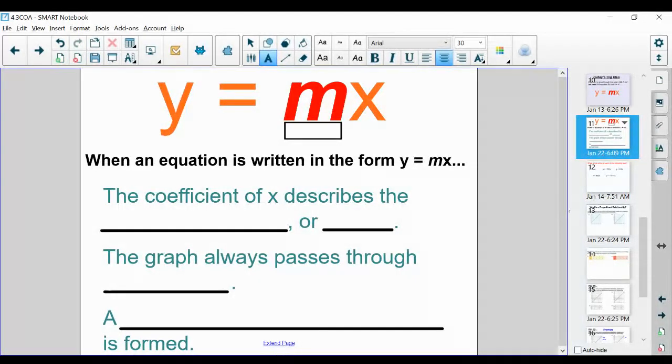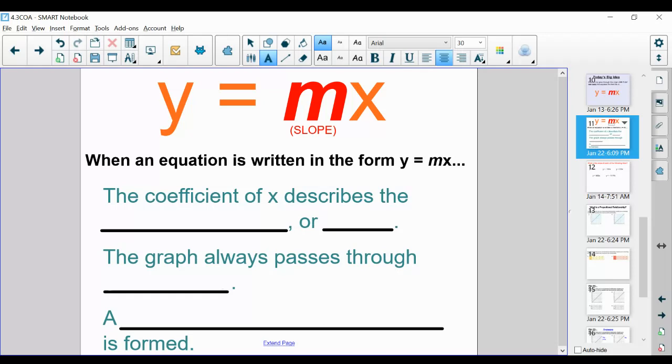So we have y is equal to mx. The m stands for our slope. So we've talked a lot about slope, the rise over the run, how much we go up or down compared to how much we go to the right. Our change in y divided by our change in x. We talked about slope for a long time. So now is when we're really going to start to write equations containing slope and its values.